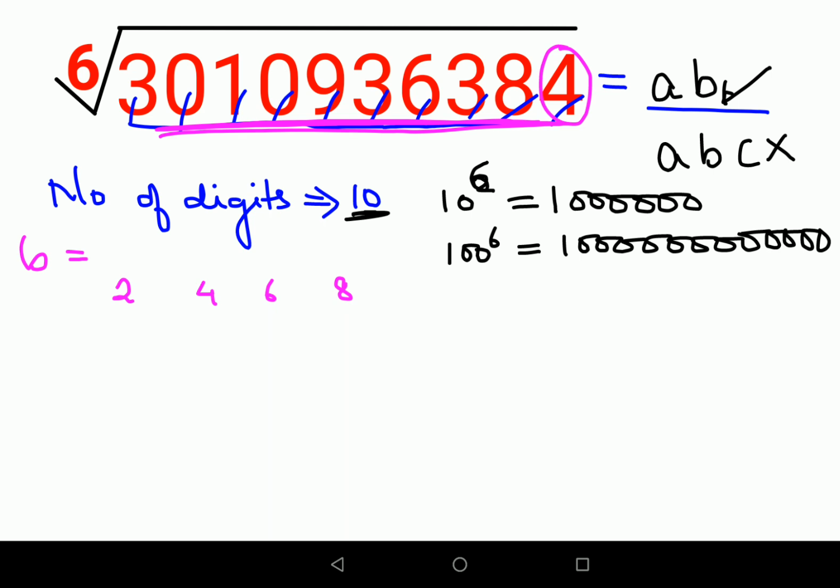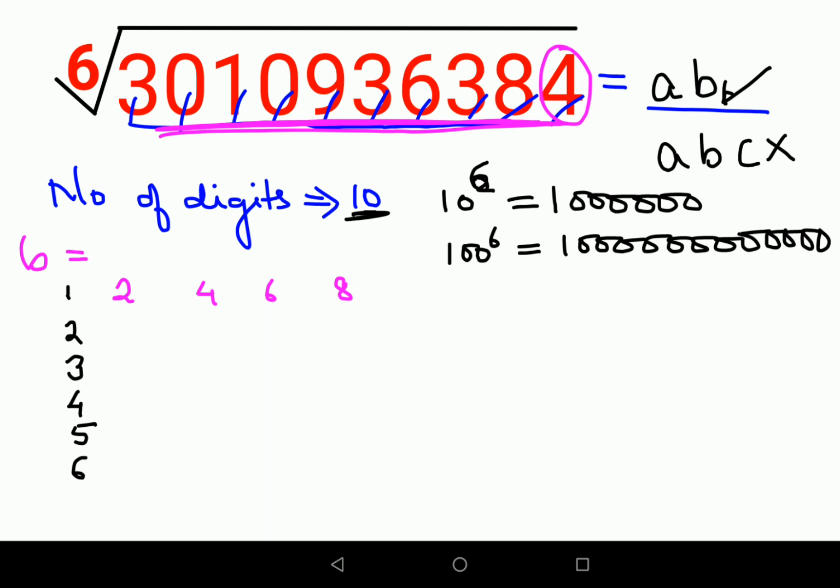Now I know that 2 to the power of 1 gets you just 2. Similarly, 4 to the power of 1 gets you 4, 6 to the power of 1 gets you 6, and 8 to the power of 1 gets you 8. Now I'll write down all the powers, up to how much? Yes, you all guessed it right, we'll write it up to 6. We'll write down the last digit only.